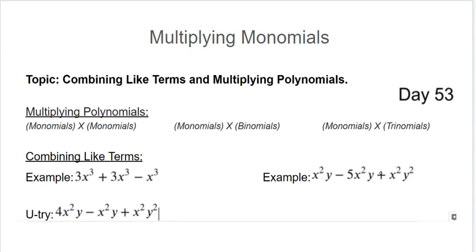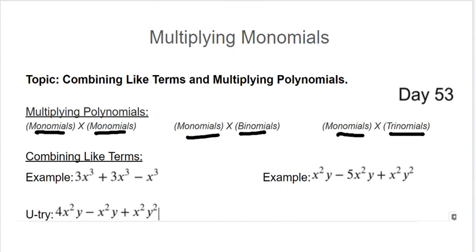Hello everyone. Today we are going to look into multiplying monomials. Monomials are polynomials with only one term. We also have polynomials with two terms. They are called binomials. And polynomials with three terms are called trinomials. We are going to multiply monomial to monomial, monomial to binomial, and monomial to trinomial today.